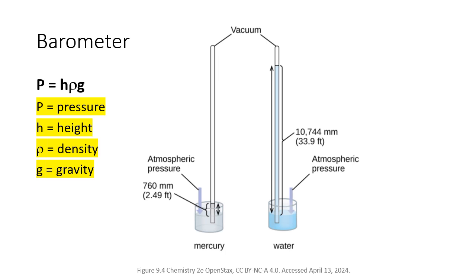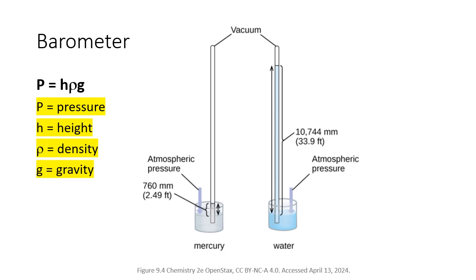The pressure of the gases in the atmosphere pushes the surface of the pool of the liquid into the graduated tube. So the pressure exerted by the liquid due to gravity is called the hydrostatic pressure, which is equal to the height of the liquid times the density of the liquid times the force of gravity. When hydrostatic pressure equals atmospheric pressure, the level of the liquid will be stable.